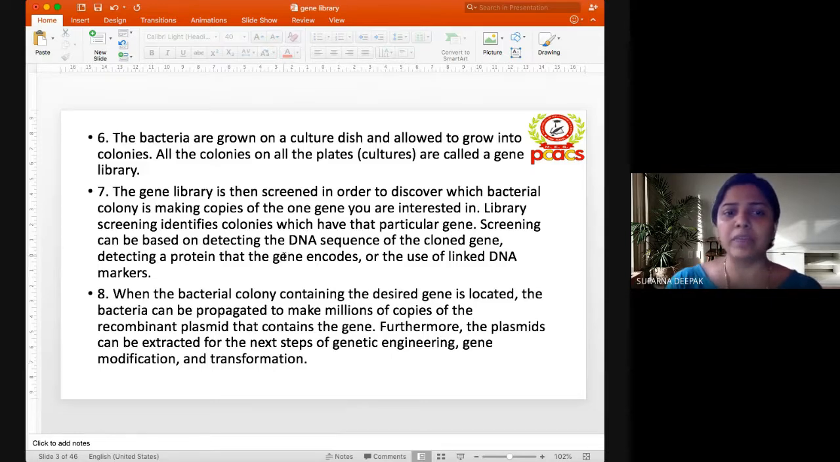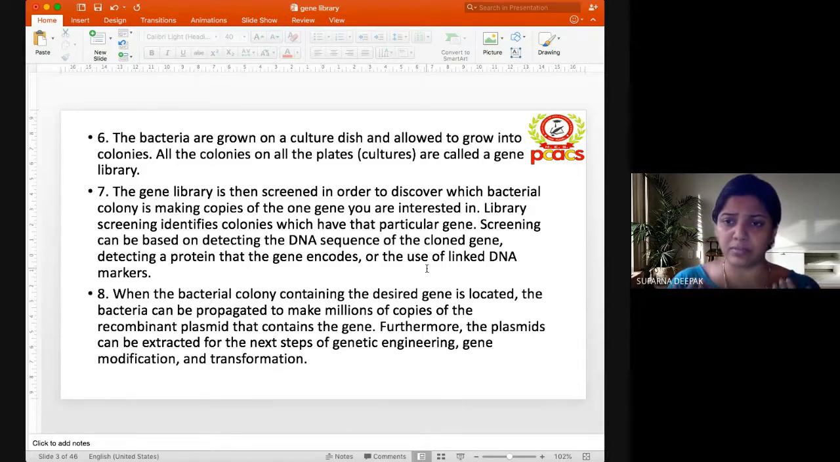Screening can be based on detecting the DNA sequence of the cloned gene, or detecting the protein that the gene encodes, or it could also use linked DNA markers. Sometimes your gene of interest is linked with fusion proteins or something, and using that also you can identify it. Once you have identified which bacteria is carrying your gene of interest, you can make more copies of that particular bacteria, so that you can get recombinant plasmids and your DNAs. Then isolate this.